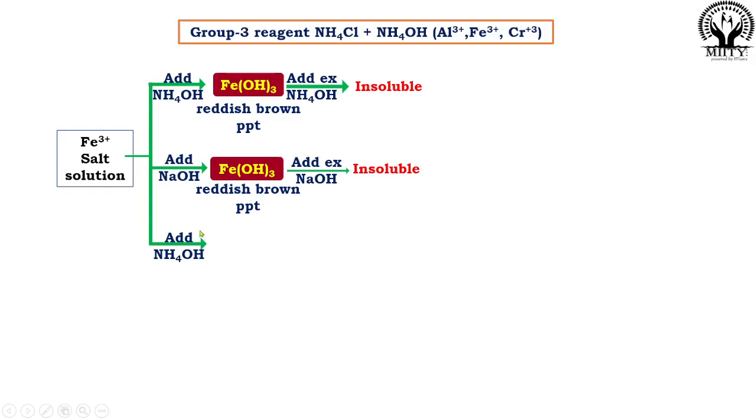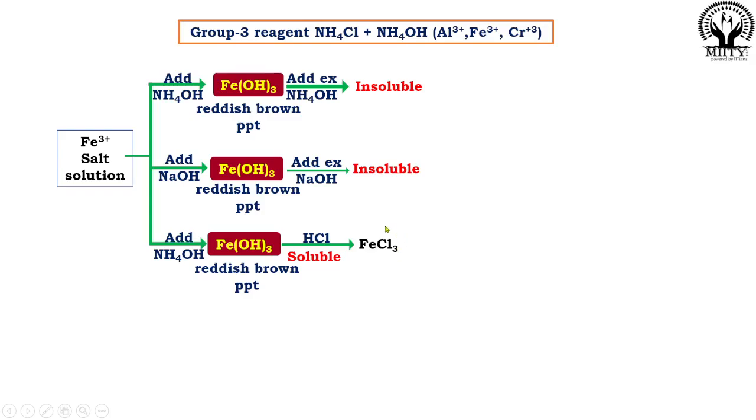When we add NH4OH, initially it forms ferric hydroxide, a red brown PPT, and if I add HCl, since ferric hydroxide is a base and HCl is an acid, it is an acid base reaction and salt will form. That means ferric hydroxide is soluble in HCl.